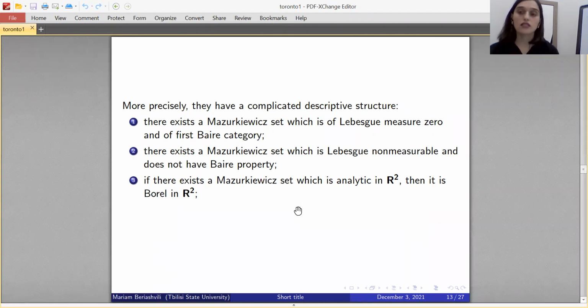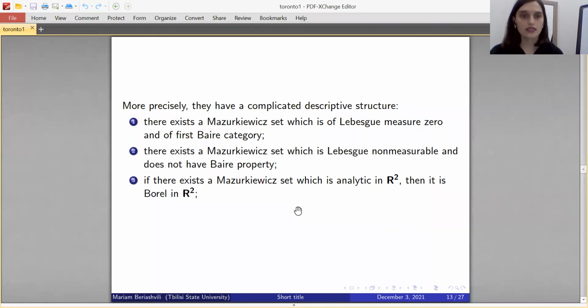It means that we can find a Mazurkiewicz set which is Lebesgue measurable, whose measure is equal to 0, and it is of first Baire category. On the other hand, we can find a Mazurkiewicz set which is Lebesgue non-measurable and does not have the Baire property. And if there exists a Mazurkiewicz set which is analytic, then it is Borel in the plane.